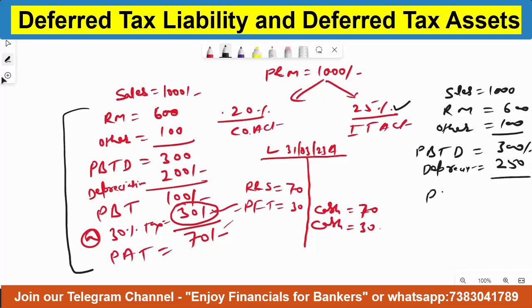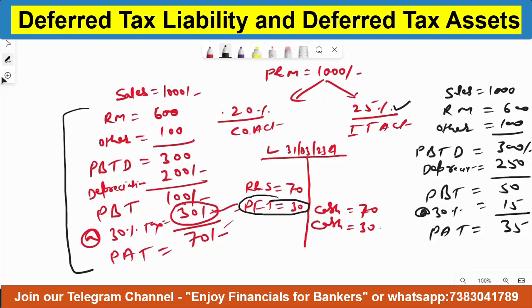So the profit before tax is coming how much? 50 rupees. Now apply 30% tax. So it is coming how much? 15 rupees. So profit after tax is how much? Only 35 rupees. Okay. Now you see friends, as per the Company Act, because of the difference in depreciation, the company has already made the provision for tax of 30 rupees, whereas as per the Income Tax Act it is supposed to pay only 15 rupees. So what will happen?